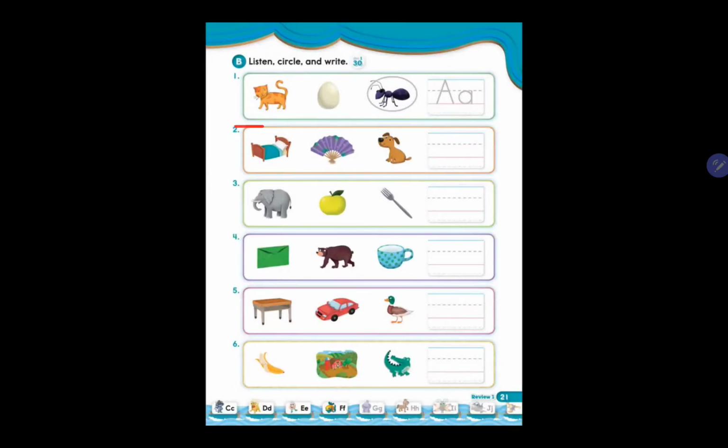Where is the fan? Number two, where is the fan? There's the fan. So we circle the fan. And what letter does the fan start with? Fan. F, f, fan. Yes, that's right. The letter F. Very good. Now, let's listen to number three.